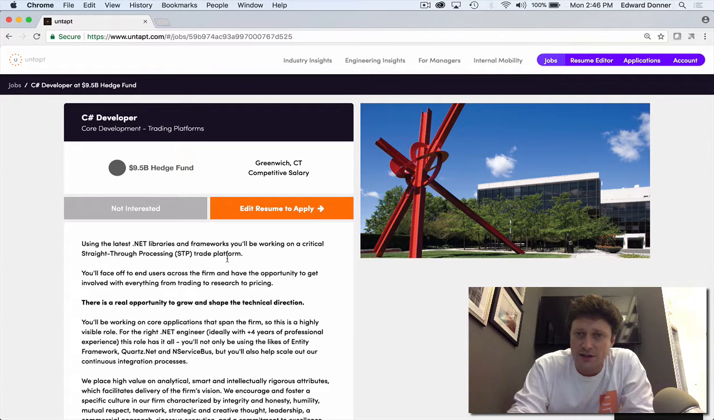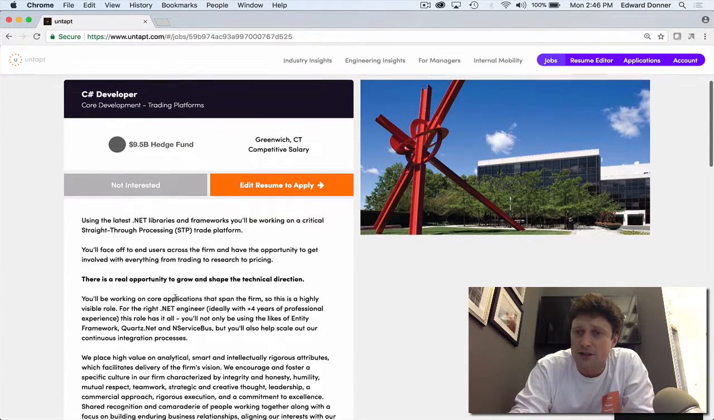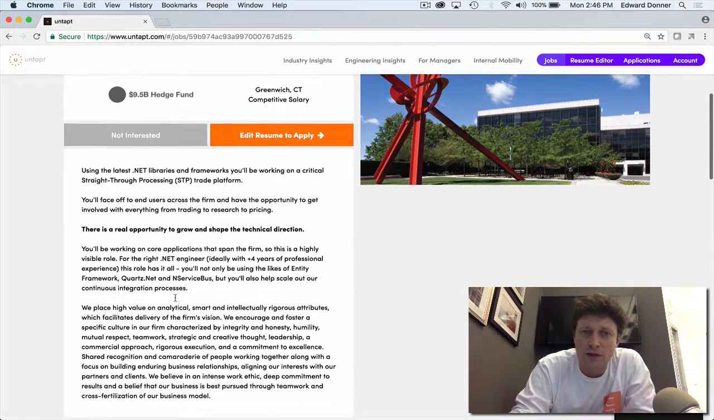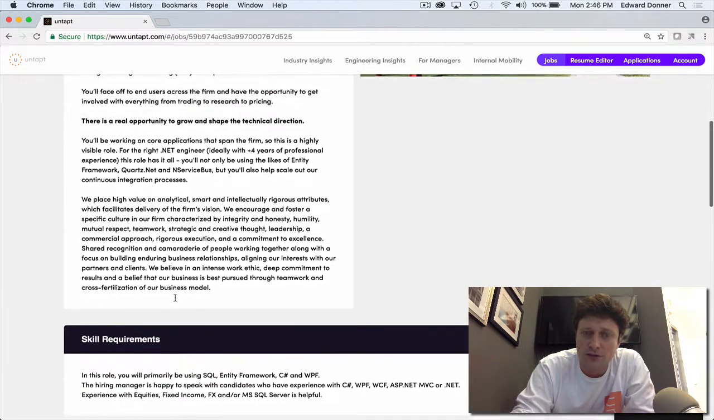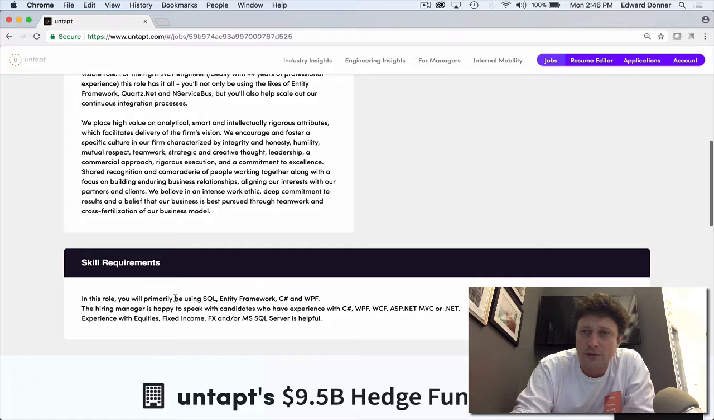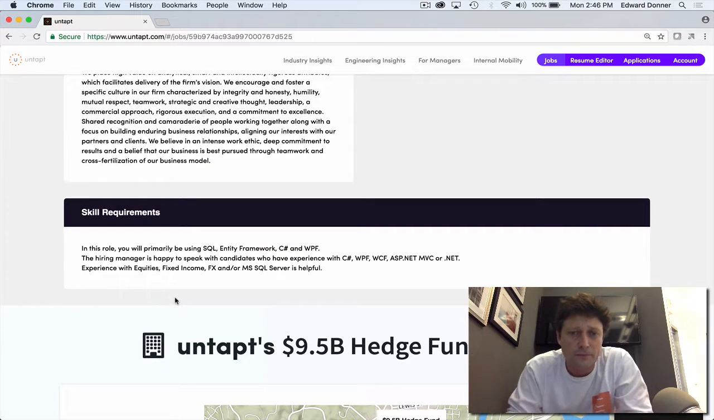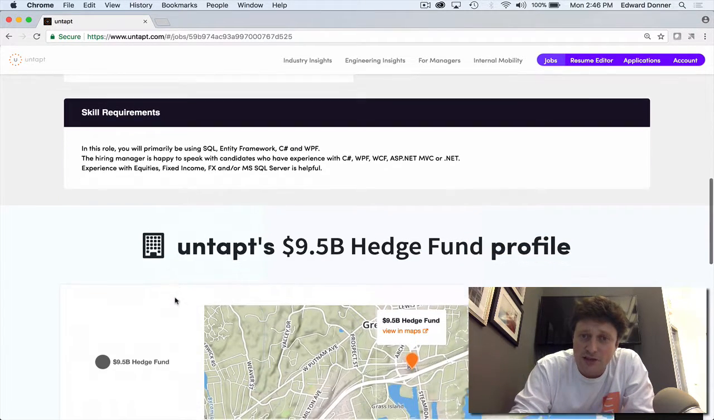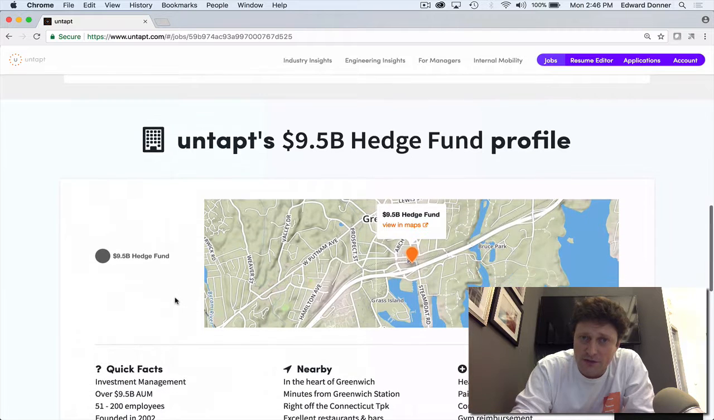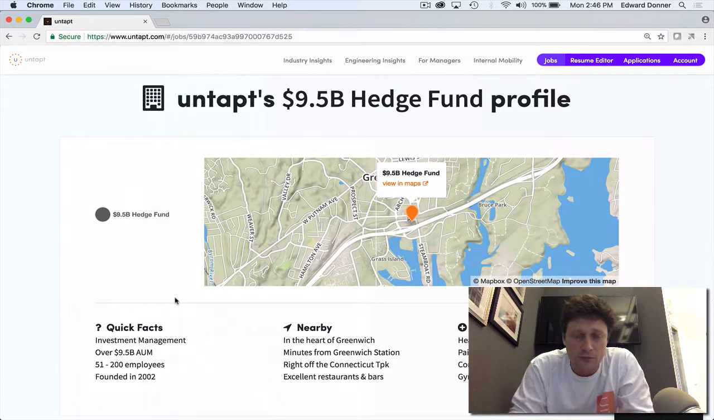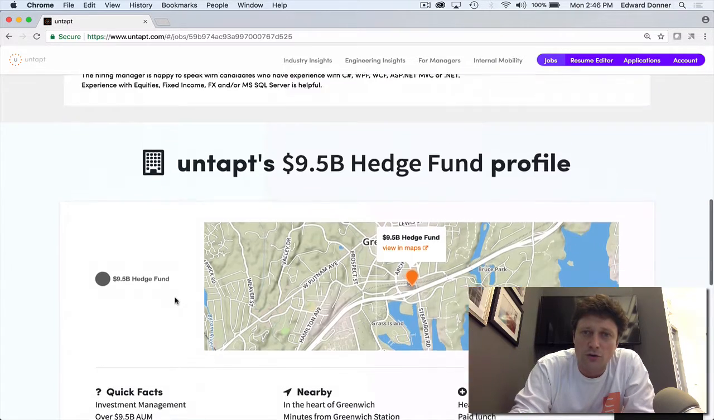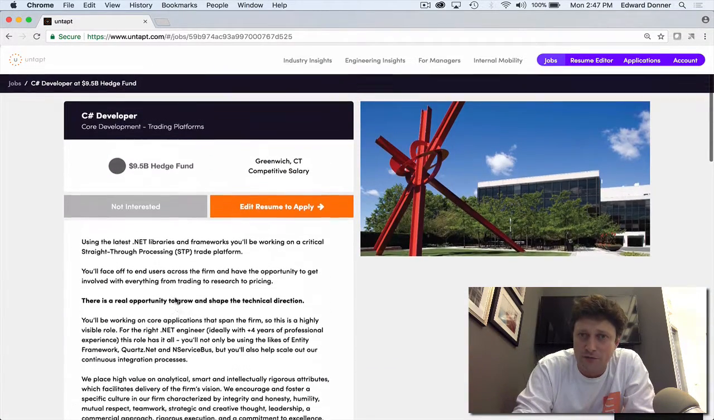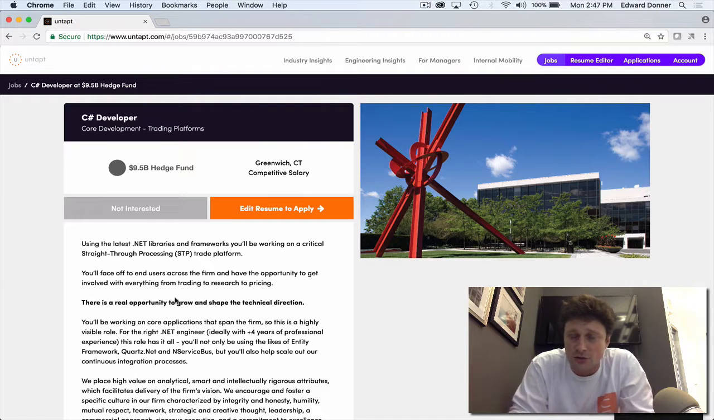This is a fascinating company. They're based in Greenwich, Connecticut. You'll get a real access point and a starting point for a career in finance. They're looking for C-sharp developers. They're looking for people who may have some background in the equity markets or the fixed income markets. This is a terrific firm, very well respected, very well regarded. $9.5 billion under management. If you were to apply using our platform, you'd be put straight in touch with them.